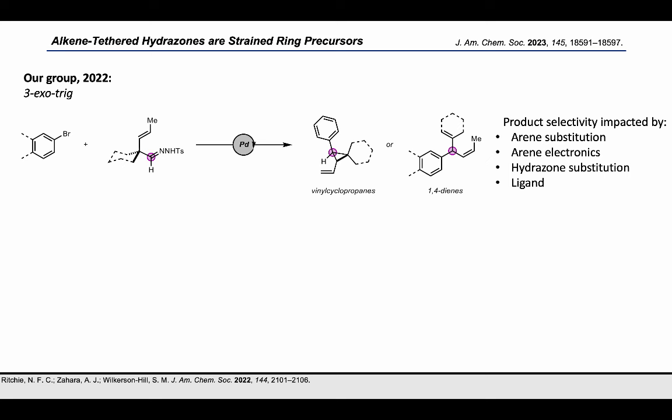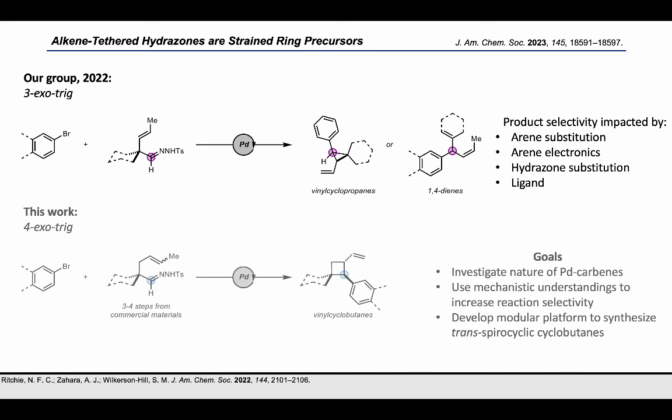We wanted to use what we learned in that previous study to design a system that favored the ring-closed isomer, as well as address needs for the synthesis of spirocyclic cyclobutanes. Through the use of crotyl substituted hydrazones, which are readily synthesized from commercial starting materials, we would be able to continue to study the nature of palladium carbenes in cross-coupling reactions and use mechanistic understandings from our previous study to design a platform for the modular synthesis of trans-spirocyclic cyclobutanes.